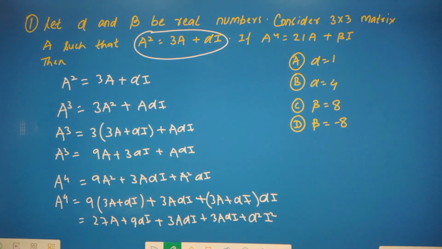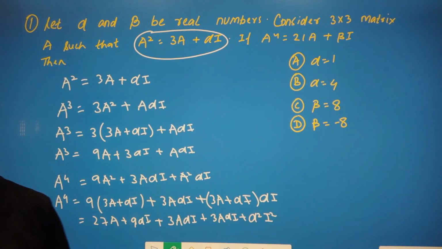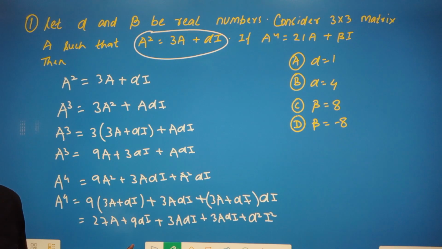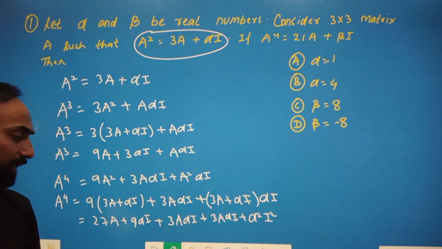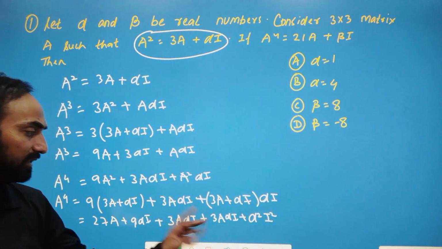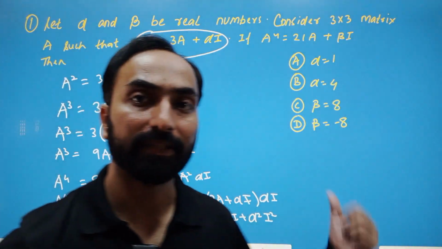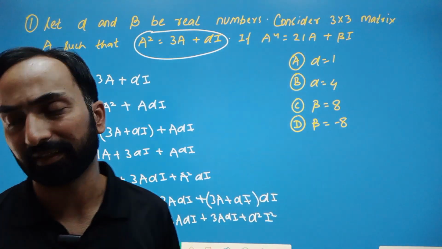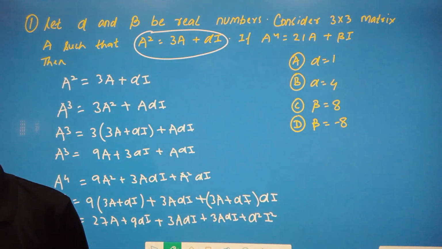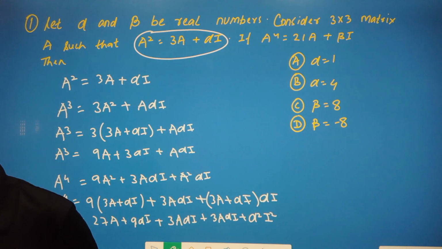So this is the final simplification, right? The final simplification will look like 27A, 9 alpha I, 3A alpha I, and 3 alpha I. These two terms can be added up to 6A alpha I. Square is nothing but I, because we know that identity matrix square is nothing but the identity matrix, right?